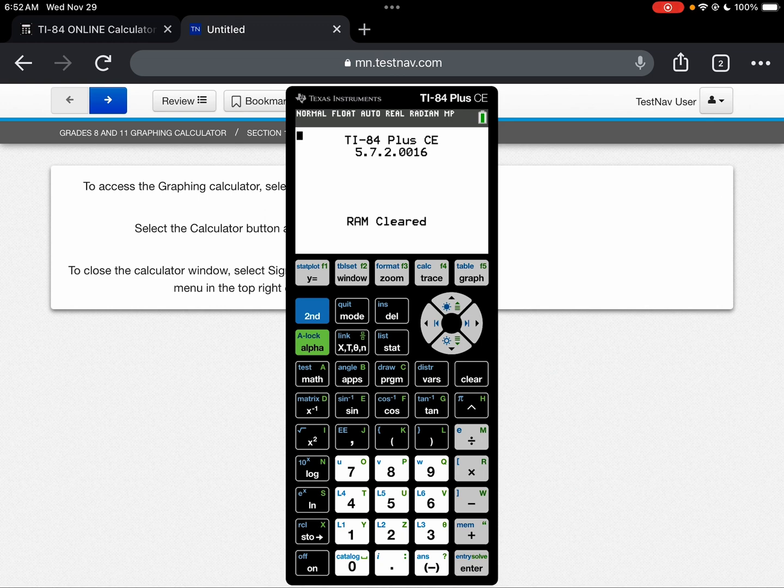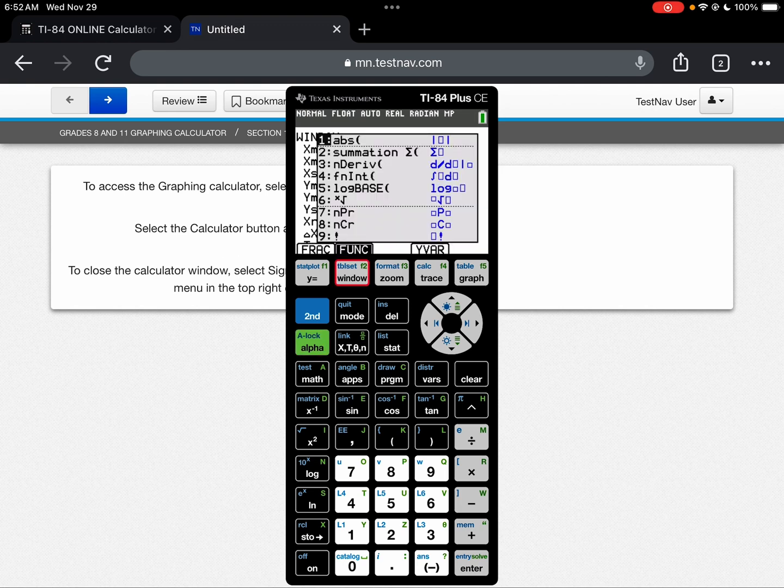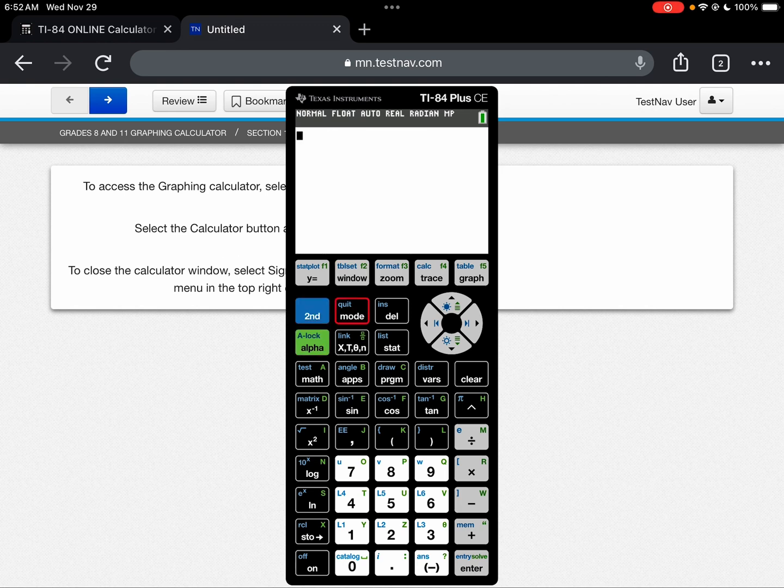Here we go. Okay, so we're going to hit alpha window. So hit alpha first, then window, and then, oh, let me get out of that screen. There we go. So alpha window 2, and we're going to type in the summation exactly as we see it. So we have X equals 1. Up at the top, we're going to type in 8. In the parentheses, we're going to type in 2 times negative 3 to the X minus 1 power.